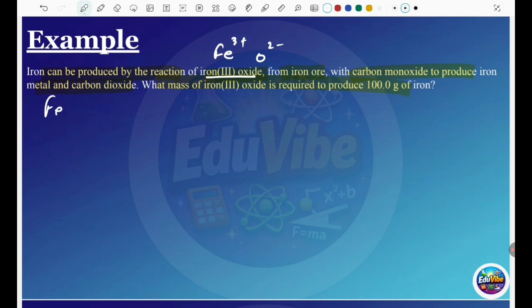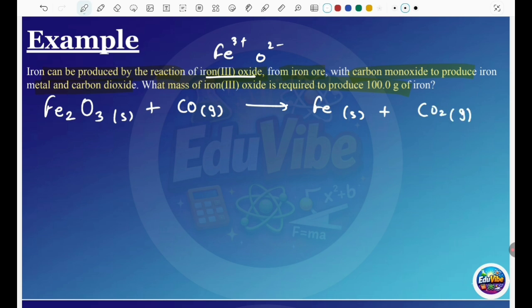So basically we have Fe2O3, which is solid, plus CO, which is carbon monoxide gas, and we get Fe, which is solid, plus carbon dioxide, CO2 gas. Now our second step is to balance this. So we have a 2 over there, so we write 2 over there. If it is 2, and we have 3 oxygens over there, so we write 3 over there. So that is the final thing, and we have to find the mass for this one.